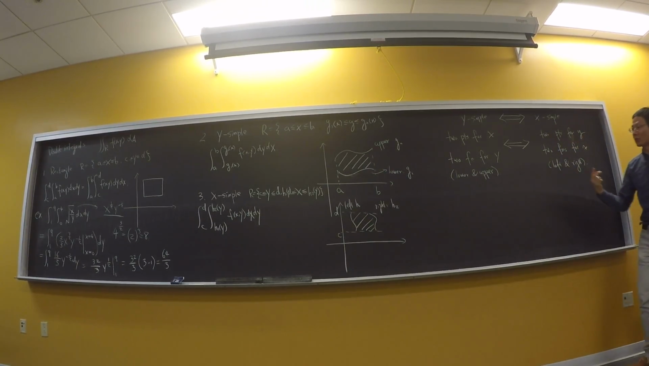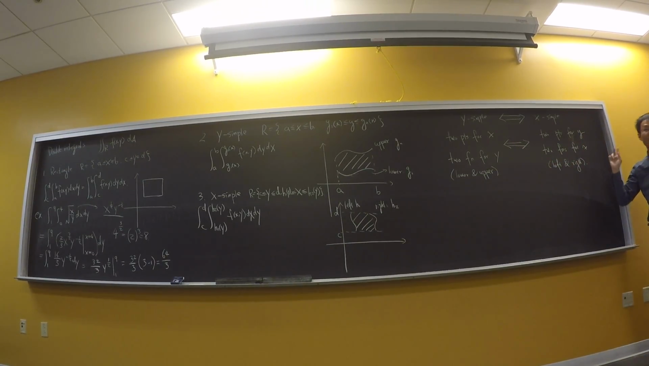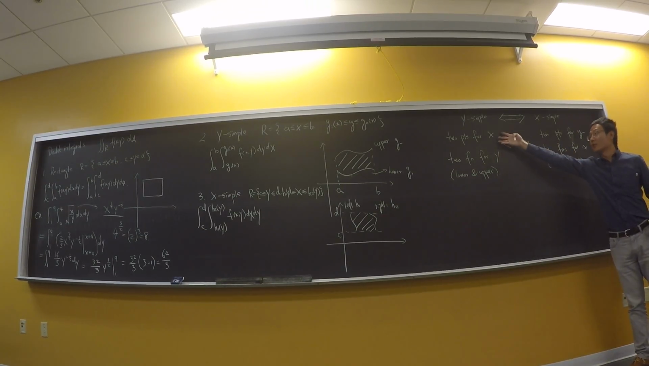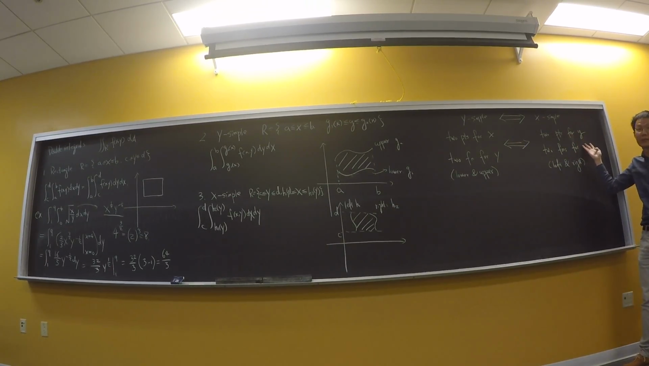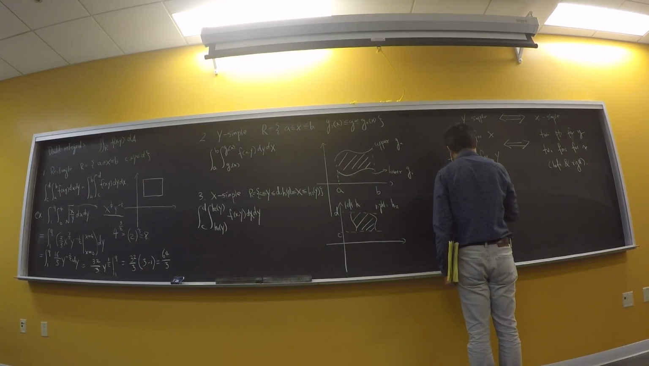Okay, so I have to be able to transform this information to that information backwards. And you can see this information is quite different, right? These 2 points for x and these 2 points for y. So in order to do that, usually you want to sketch the region.